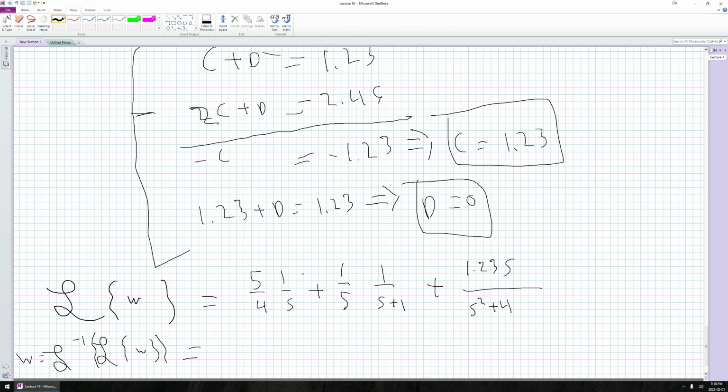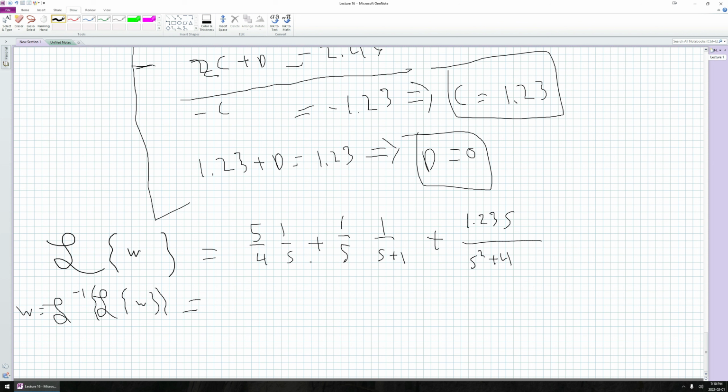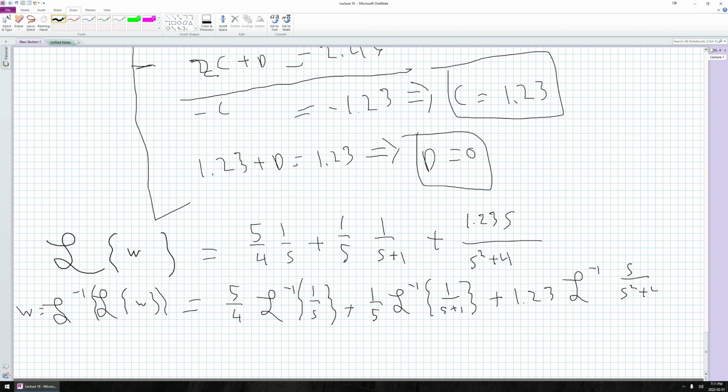And this will be equal to what? Well, here, just chasing it out in the natural way, 5/4 the inverse Laplace transform of 1 over s, plus 1/5 the inverse Laplace transform of 1 over s plus 1, plus 1.23 the inverse Laplace transform of s divided by s squared plus 4.